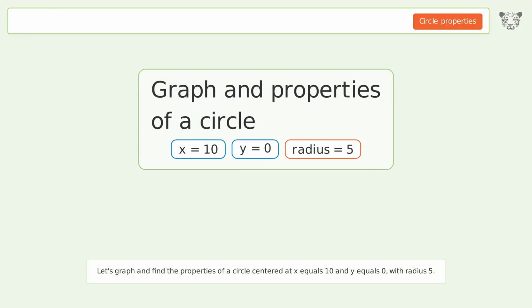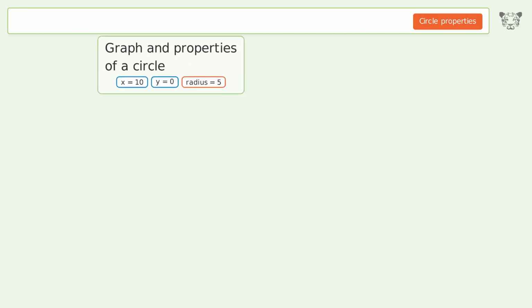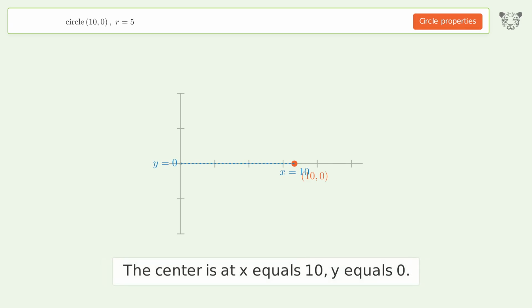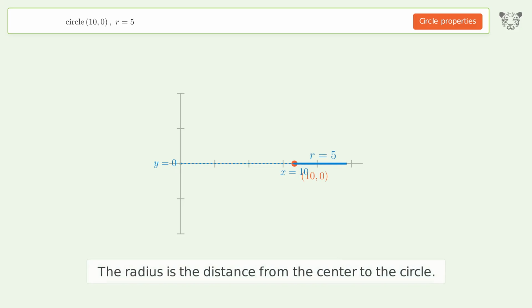Let's graph and find the properties of a circle centered at x equals 10 and y equals 0, with radius 5. The center is the anchor point of the circle. The center is at x equals 10, y equals 0. The radius is the distance from the center to the circle.